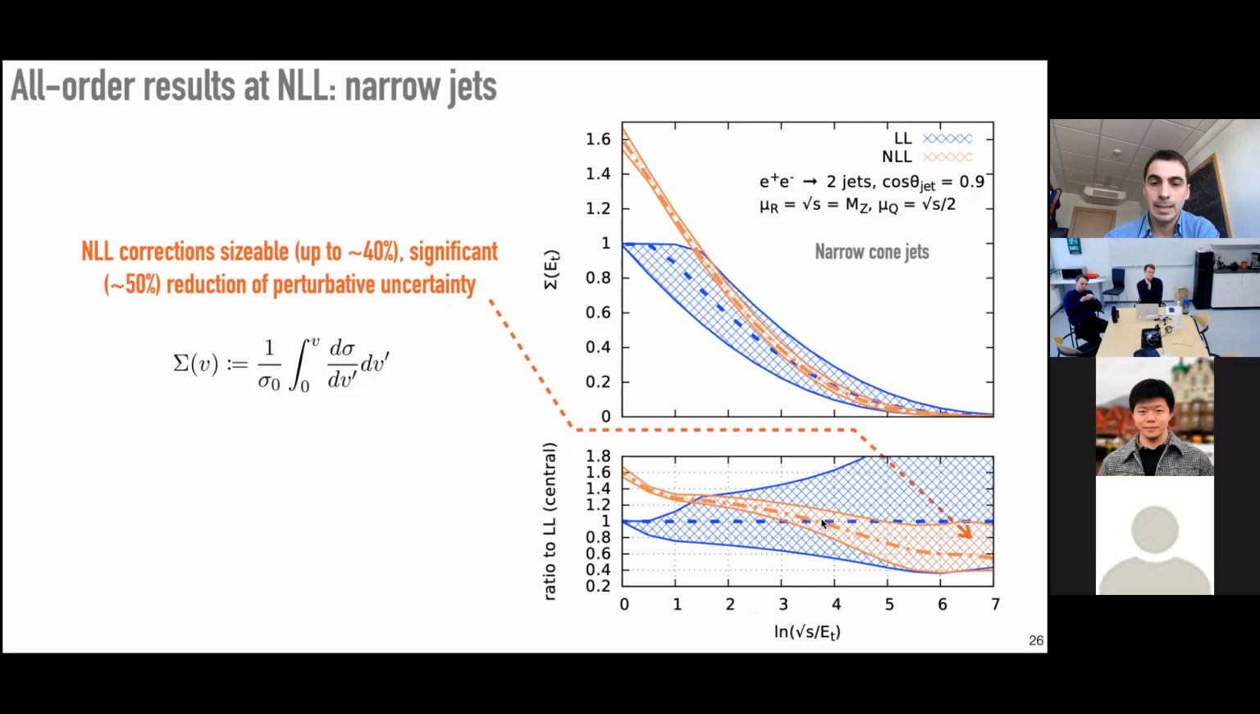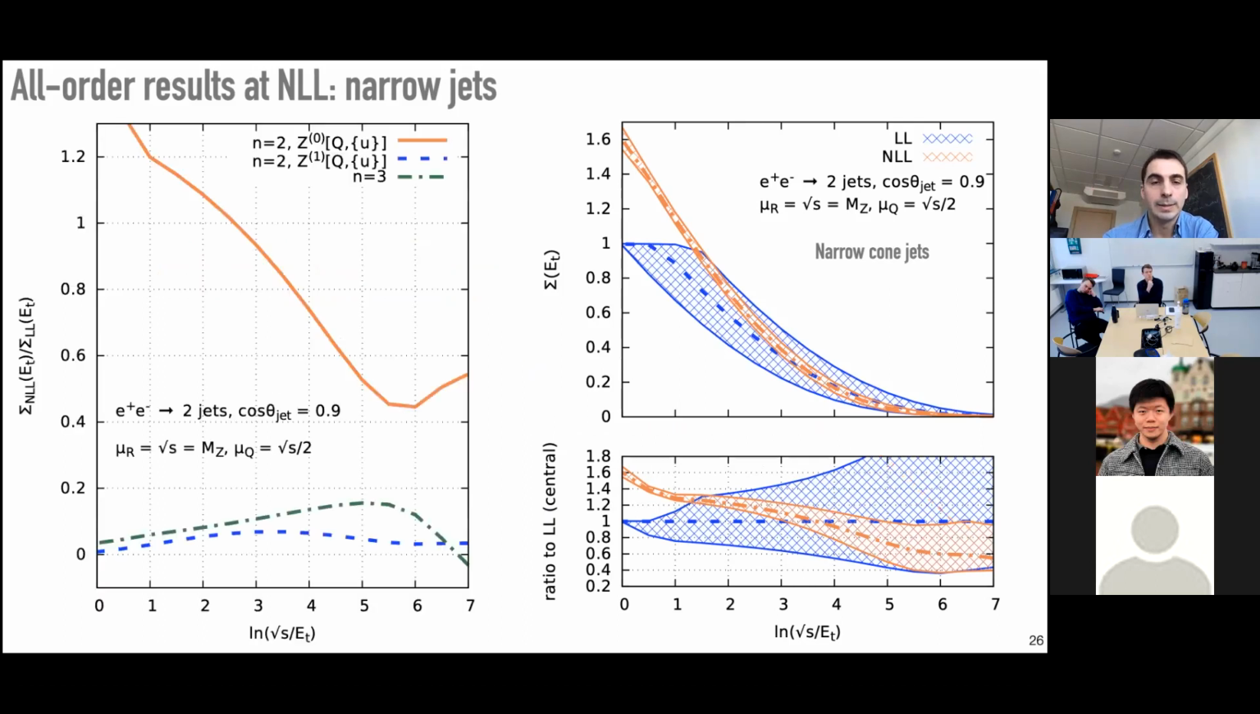We see in the lower panel that the next-to-leading log corrections are rather sizable numerically. They can reach up to about 40% before we hit non-perturbative scales. And the theoretical uncertainty is reduced dramatically, by over a factor of 2. So this gives a very promising perspective for the application of this type of computation to collider phenomenology.